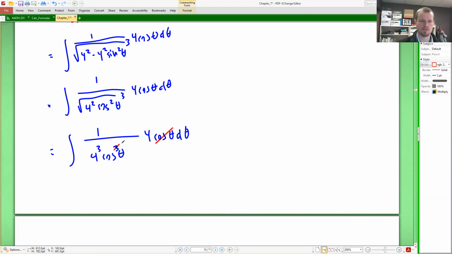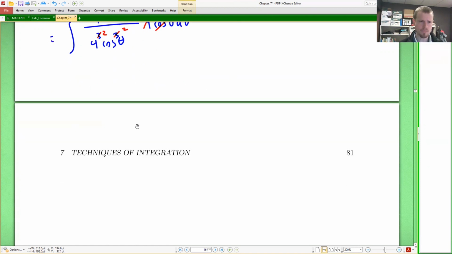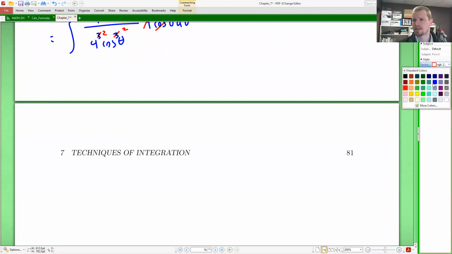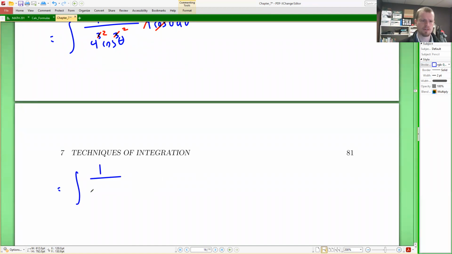So once we're here, we have some cancellations. Cosine theta cancels out with one of the cosine thetas. 4 cancels out with one of the 4s. So we have a little bit of reduction there. If we copy that down onto the next page to continue our calculations, this is the integral of 1 over 4 squared, which is 16. So I can actually pull that out as a constant multiple. And this is 1 over cosine squared theta d theta.